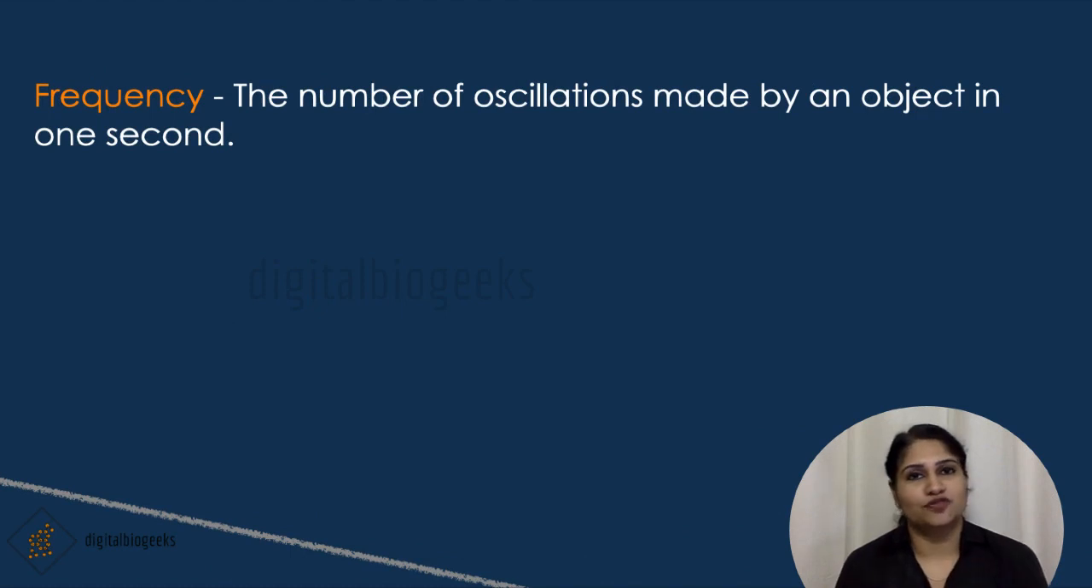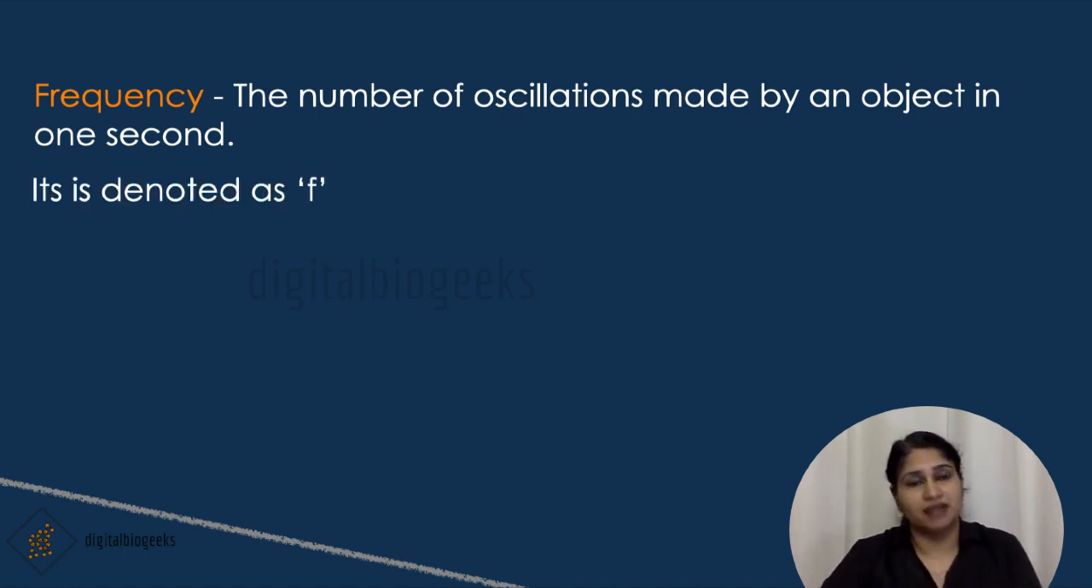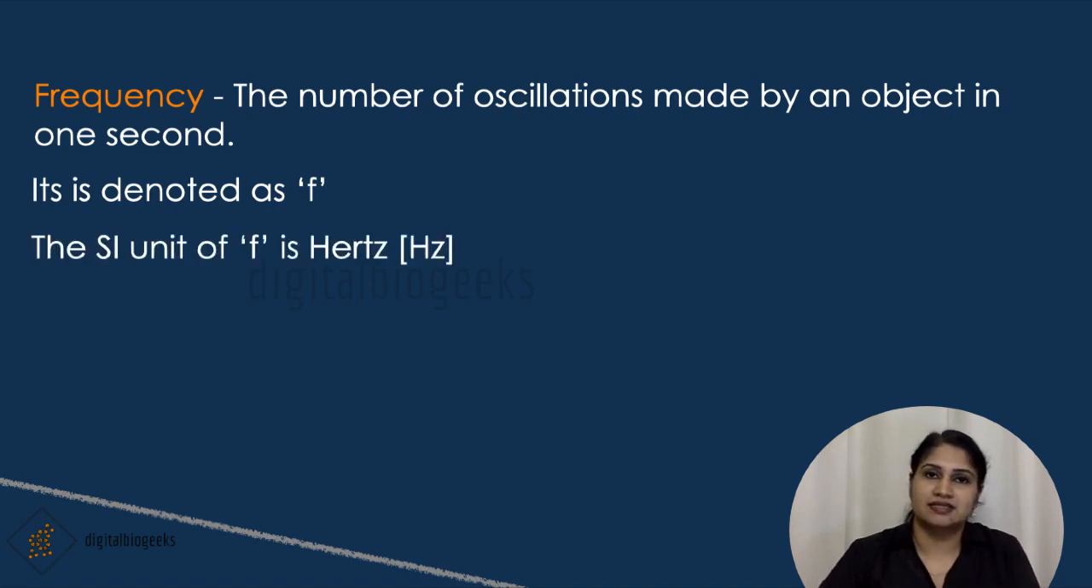Now let's move on to frequency. Frequency is the number of oscillations made by an object in 1 second. In 1 second, how many times does an object oscillate? That is the frequency of an object. This frequency is denoted by f, and the SI unit of frequency is Hertz. Hertz is named after the scientist Heinrich Hertz, who first broadcast and received radio waves.